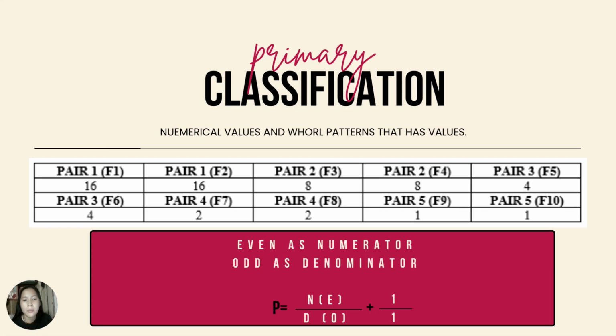Next, remember that the even number is our numerator and the odd number is our denominator. The formula is the summation of even numbers over the summation of odd numbers, added to 1 over 1.